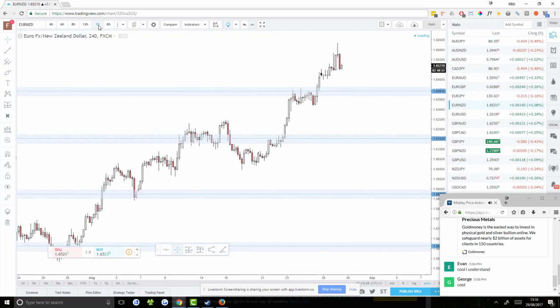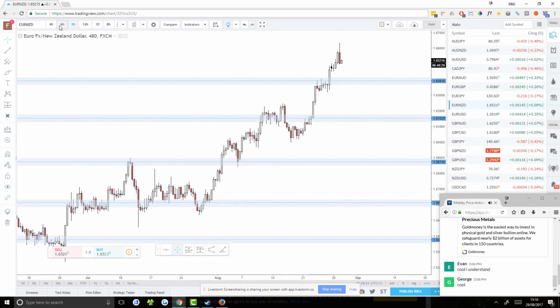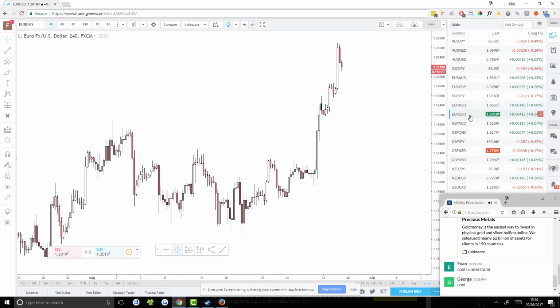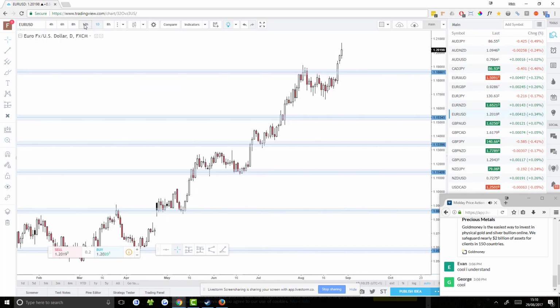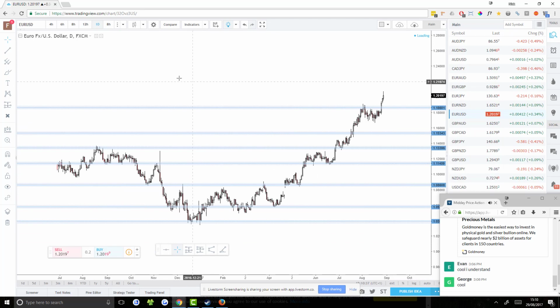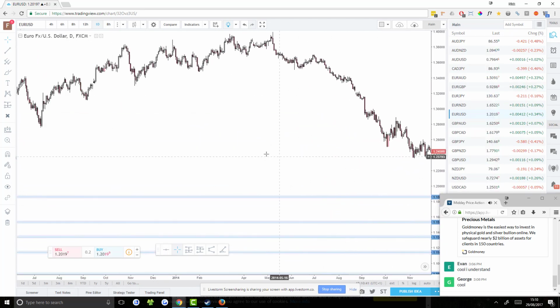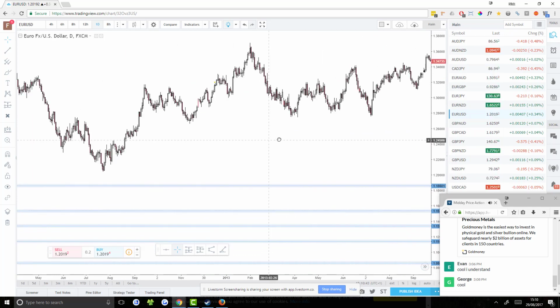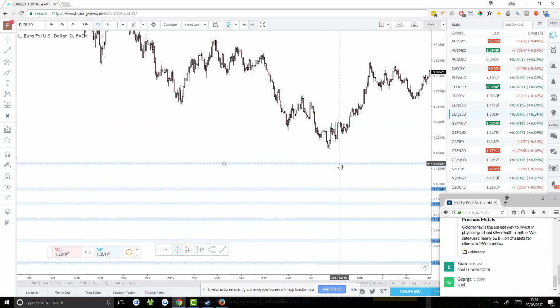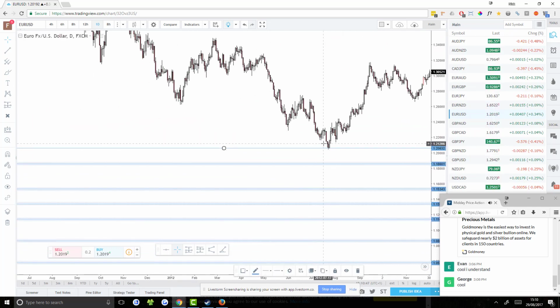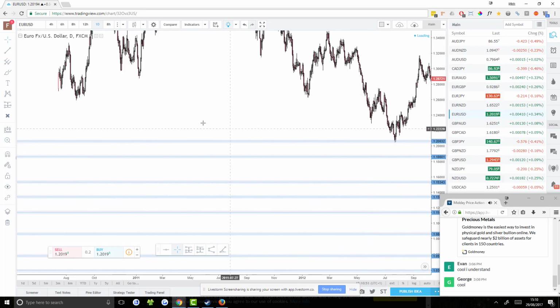Euro New Zealand. It's above resistance. Not much we can do there. Euro USD. Again, above resistance. Let's see if we can get an area on EURUSD at least. Problem is when it sunk below, down to here, it didn't really stop for long. So we're going back to 2012 now. Let's place this for a second and see.